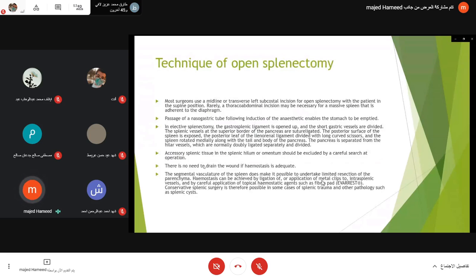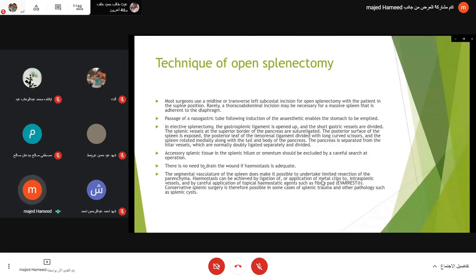Technique of the open splenectomy. Most surgeons use a midline or transverse left costal incision, and rarely a thoraco-abdominal incision. An NG tube is passed to the stomach to empty it when anesthesia is introduced. In elective splenectomy, the gastrosplenic ligament is opened up and the short gastric vessels are divided. The splenic vessels at the superior border of the pancreas are sutured and ligated.